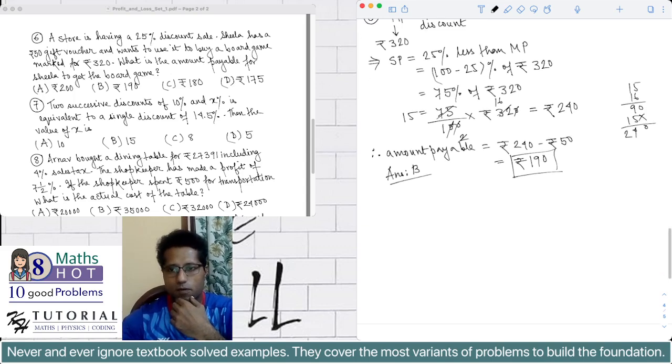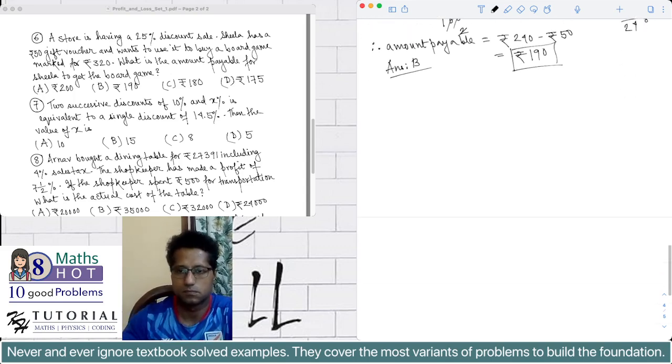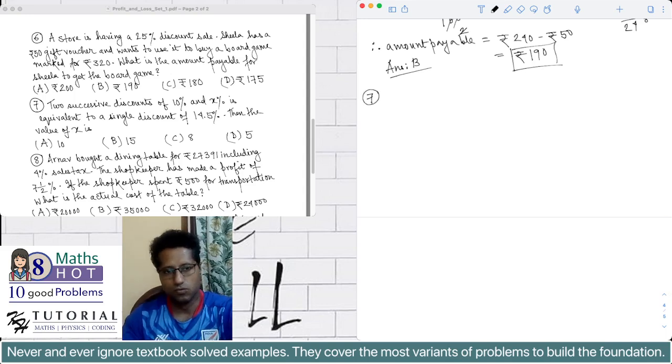Okay, let's do problem number 7. Two successive discounts of 10% and X% is equivalent to a single discount of 14.5%. Then the value of X is. So it is given that 14.5% is the single equivalent discount of two successive discounts, 10% and X%, and we have to find the value of X.